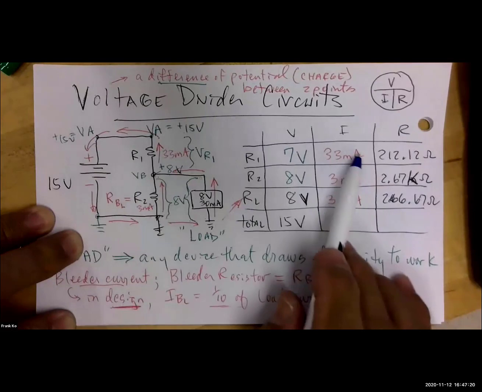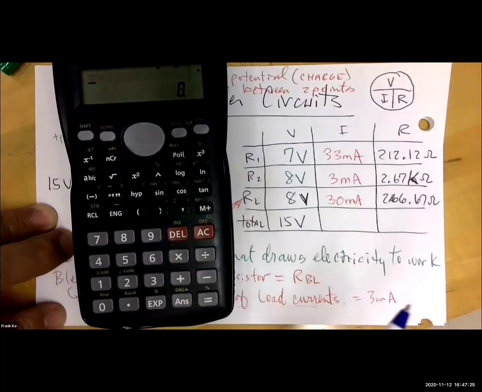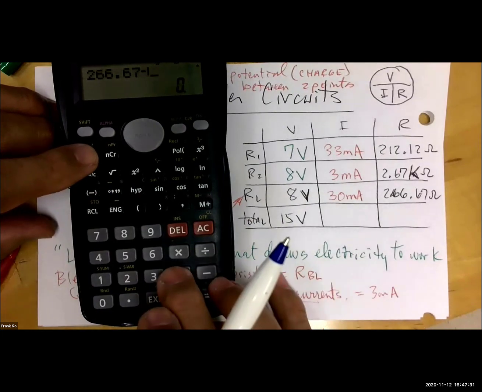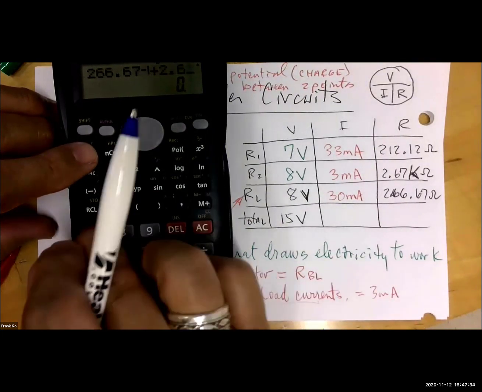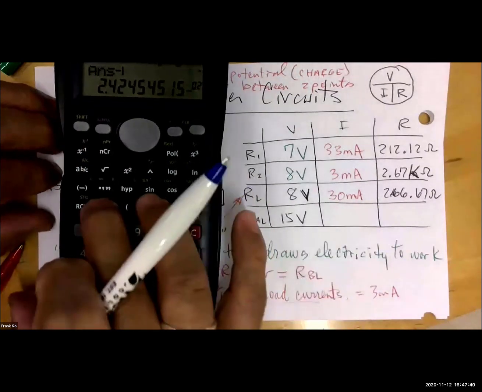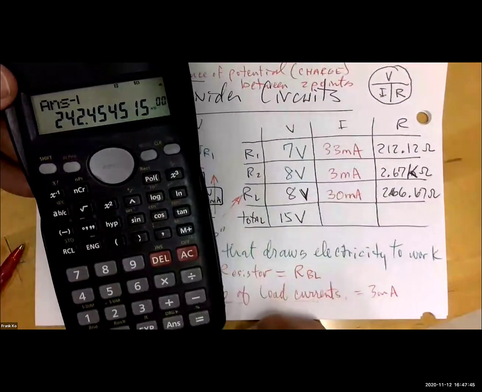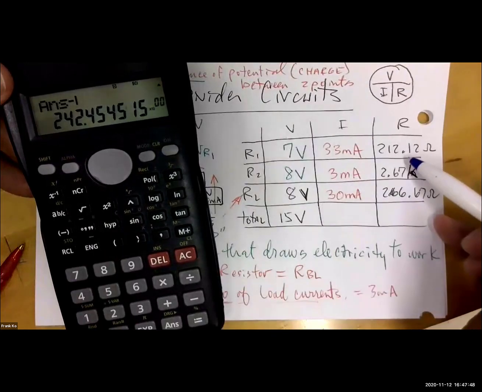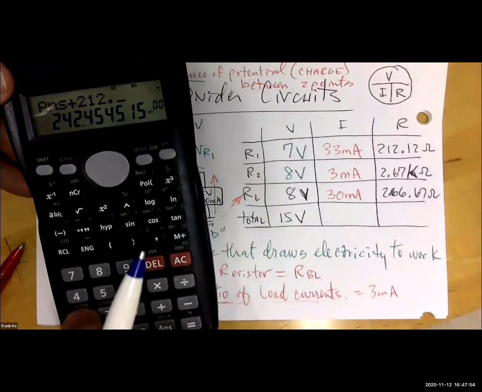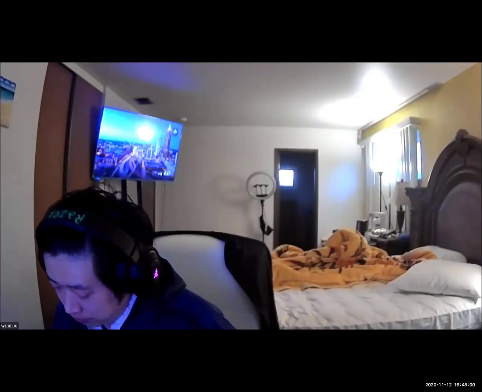And add that with R1 of 212. So yes, we could do that. Why don't we try that? The 266.67 reciprocal plus 2.67 kilo reciprocal equals. So these 2 in parallel combine to give us 242.45. And we're going to add that to 212.12. And what do you get, sir? What do you calculate, Wei Ji? 454.57 ohms.